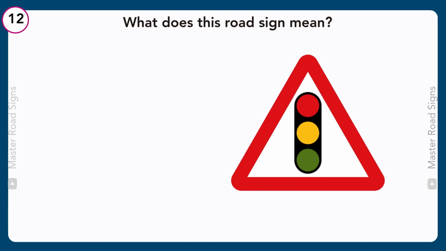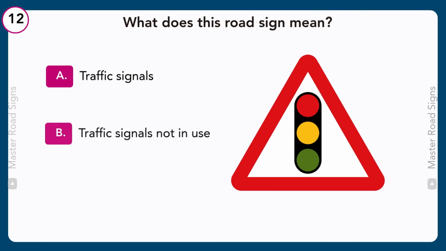What does this road sign mean? Option A, traffic signals. Option B, traffic signals not in use. Option C, stop point.